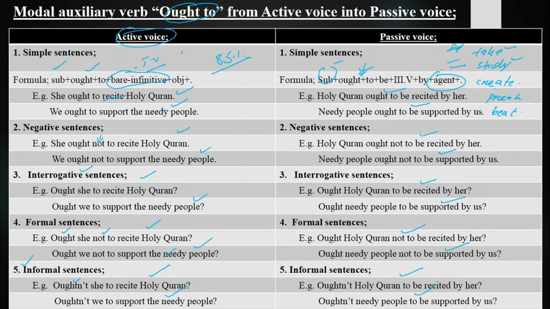Create. She ought to create problems. Problems ought to be created by her. Problems ought not to be created by her. Ought problems to be created by her? Ought problems not to be created by her? Oughtn't problems to be created by her?